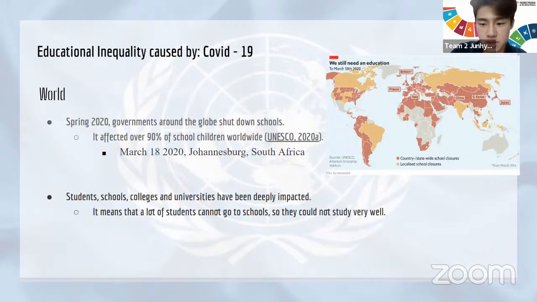And there are also some examples of countries that were affected by COVID-19. First, in the world in 2020, governments around the globe shut down schools. It affected over 90% of school children worldwide. On March 18, 2020 in Johannesburg, South Africa, students, schools, colleges, and universities experienced a complete shutdown. According to the United Nations Educational, Scientific, and Cultural Organization, over 800 million learners from around the world have been affected. 1 in 5 learners could not attend school. 1 in 4 could not attend higher education classes.